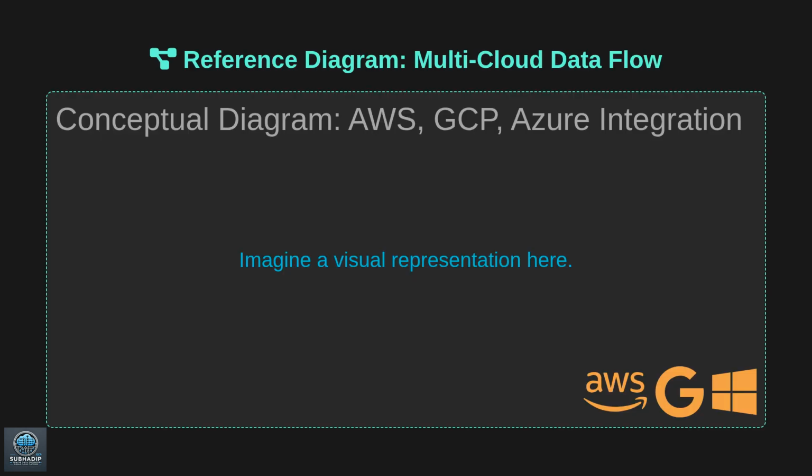For a complete understanding, envision a reference diagram illustrating this multi-cloud data flow. It would show data originating from various sources, ingested into AWS services like Kinesis and S3. This data then flows into GCP's BigQuery for advanced warehousing and analytics. Finally, processed data or insights are fed into Azure Machine Learning for building and deploying AI models. This visual would highlight the data paths, integration points, and security boundaries across all three cloud providers.